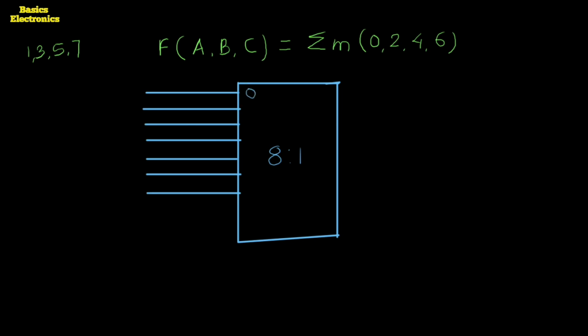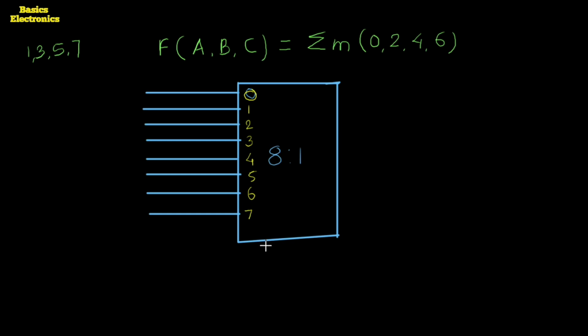Here I am going to write down the digits, using another color. Here it is 0, then first, then second, then third, then fourth, then fifth, then sixth, and the last one is the 7 number line. So these are the total input lines. These input lines we call the data lines.